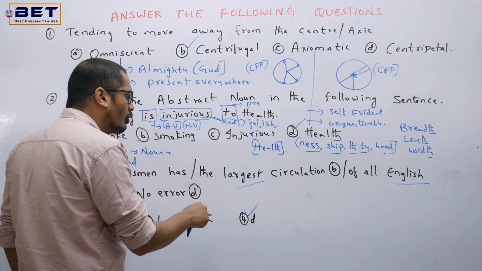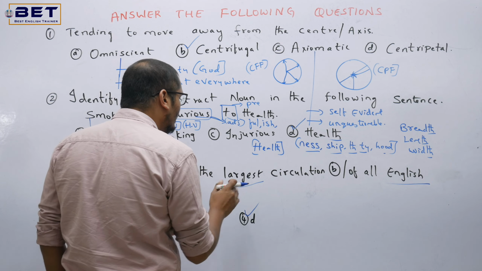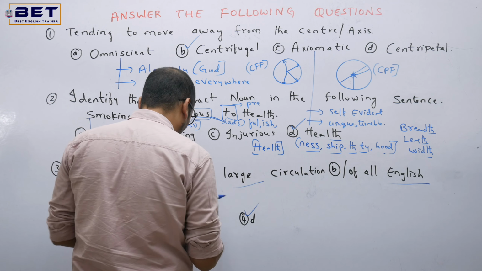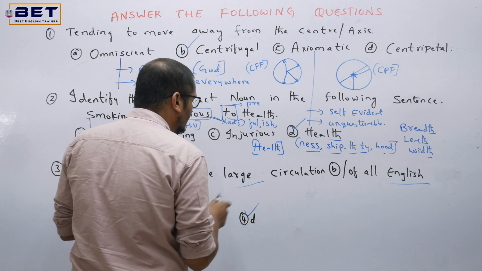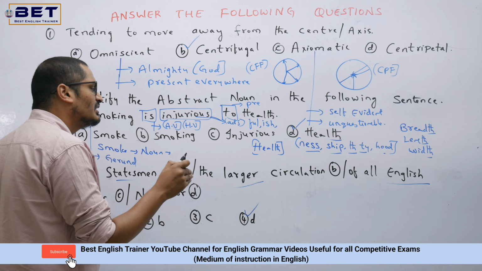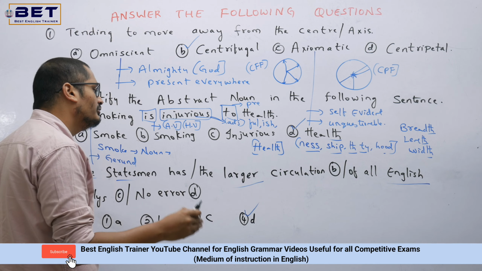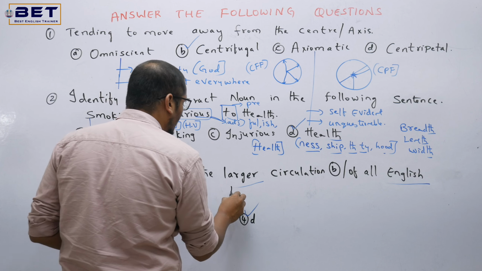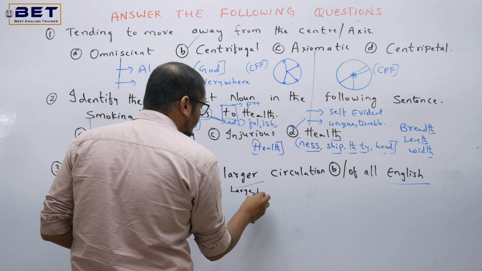That's no error. For example, if the question had come like this: the statesman has the larger circulation of all English dailies. Now where do you think the mistake is? It's option B. Now what would be the right answer? Largest would be right over here.